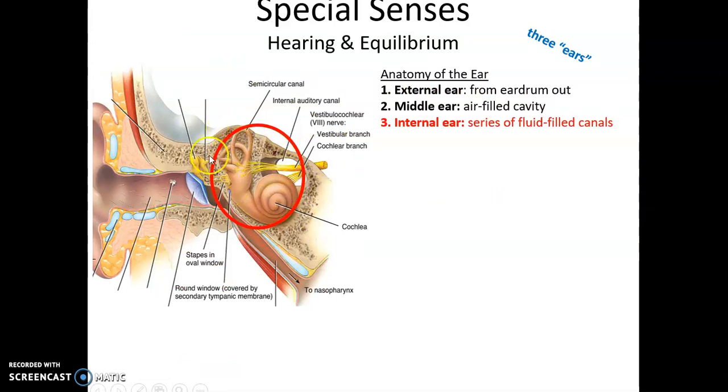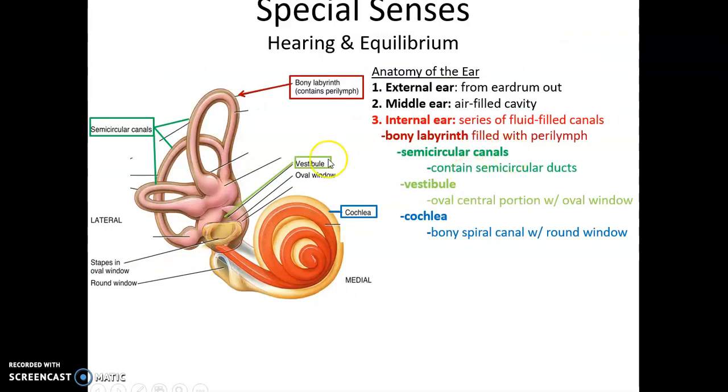Then we have the internal ear. The internal ear is a series of fluid-filled canals. So when we look at the inner ear or internal ear, we see that it is a bony structure, and the bony structure is called the bony labyrinth, and that bony structure is filled with a fluid called the perilymph. And the bony labyrinth can be broken up into three areas: the semicircular canals, the vestibule, and the cochlea.